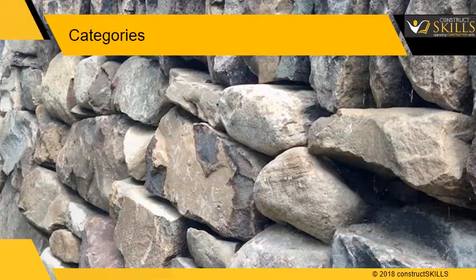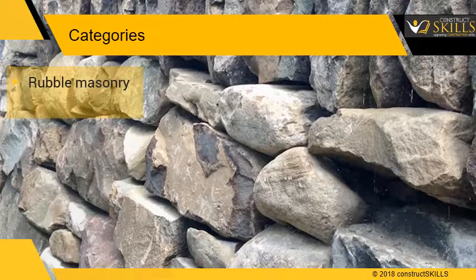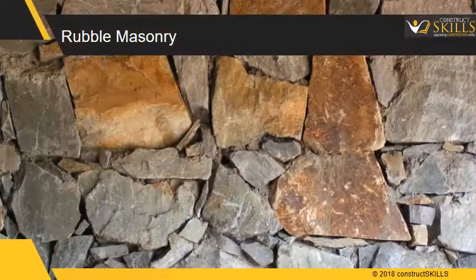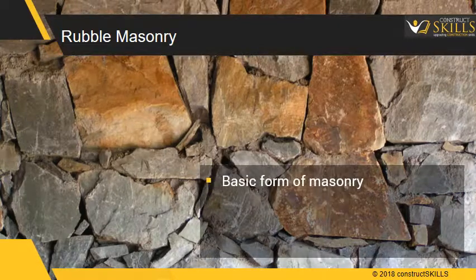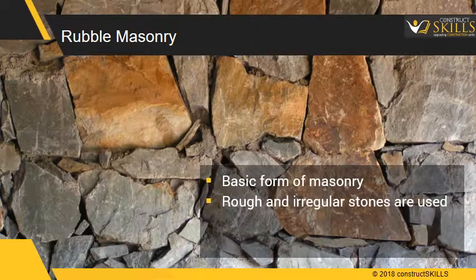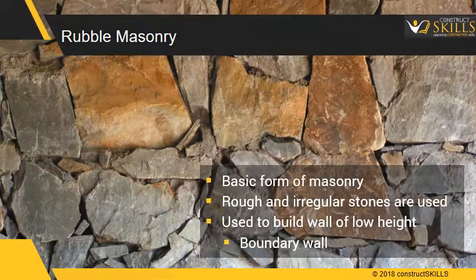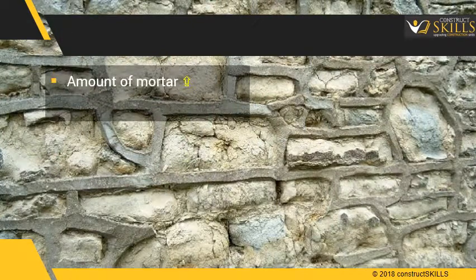Stone masonry can be classified into two categories based on the type of stones used for masonry: Rubble Masonry and Ashlar Masonry. Rubble Masonry is a basic form of masonry in which rough and irregular stones are used. Rubble Masonry is used to build walls of low height, say a boundary wall. The amount of mortar in this type of masonry will be more as there will be larger gaps between two successive stones due to their irregularities.